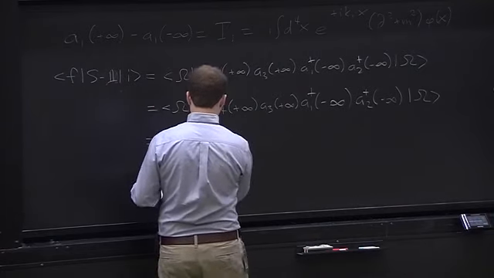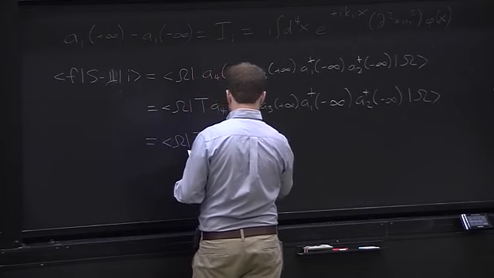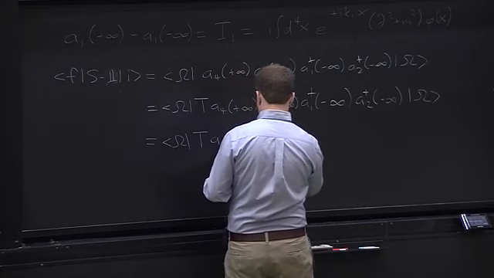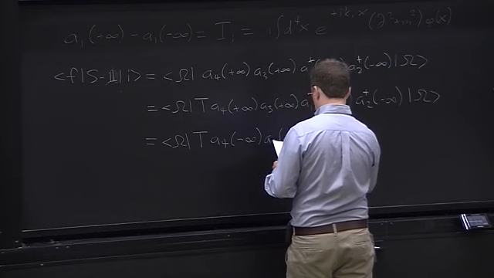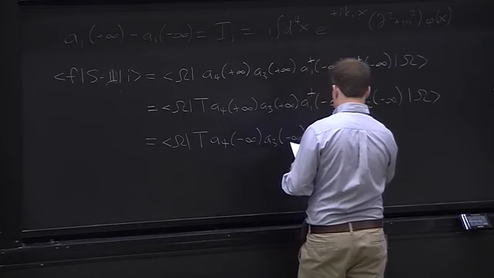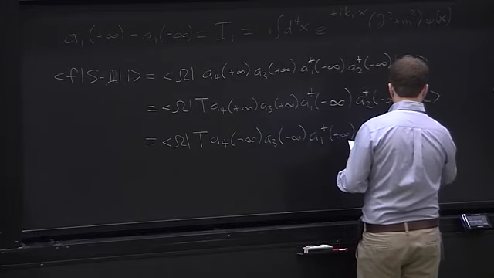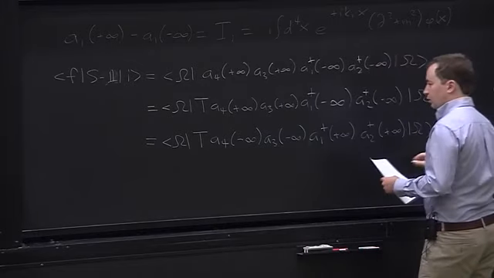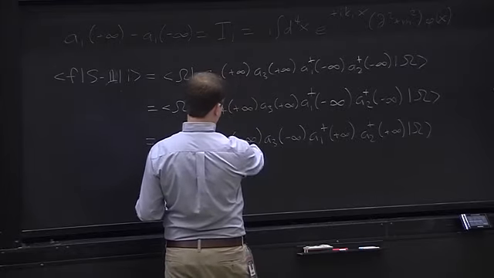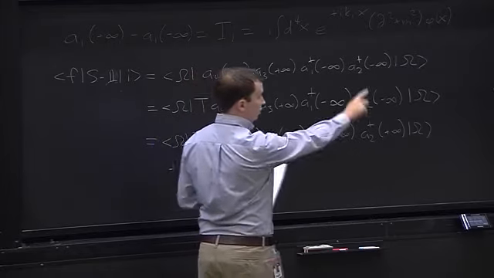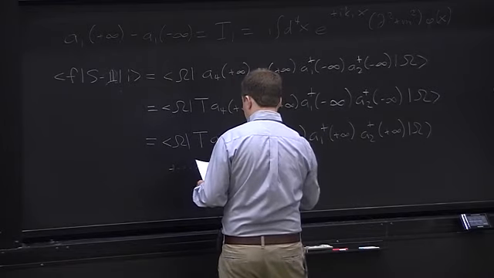So what we'll get will be terms like a4 of minus infinity, a3 of minus infinity, a1 dagger of plus infinity, a2 dagger of plus infinity, omega, plus a whole bunch of other terms that involve some combination of ladder operators and these integrals. They're called I. And we'll get one term that has no ladder operators.